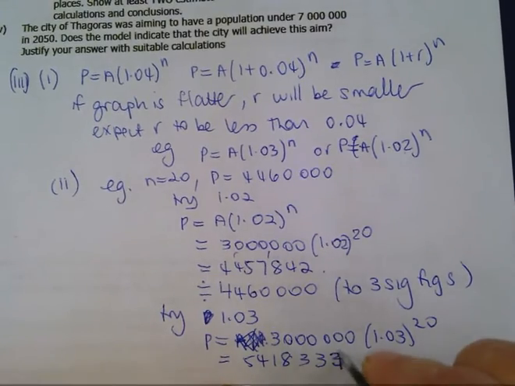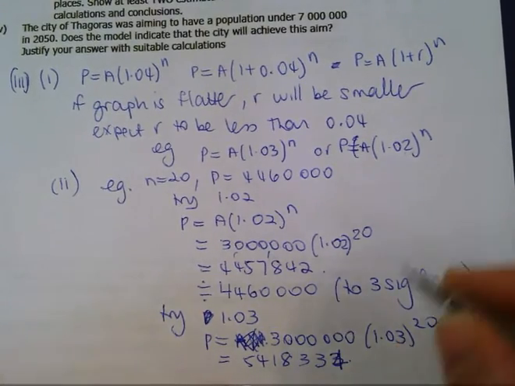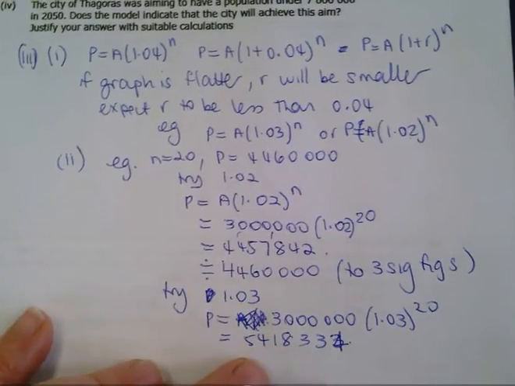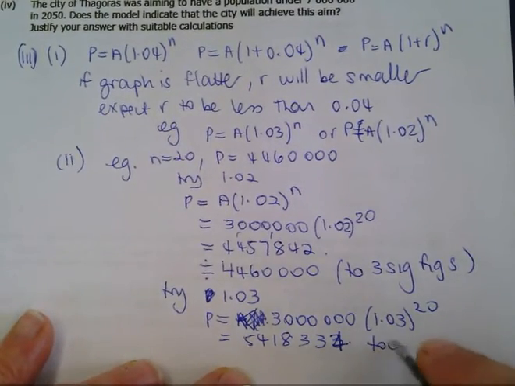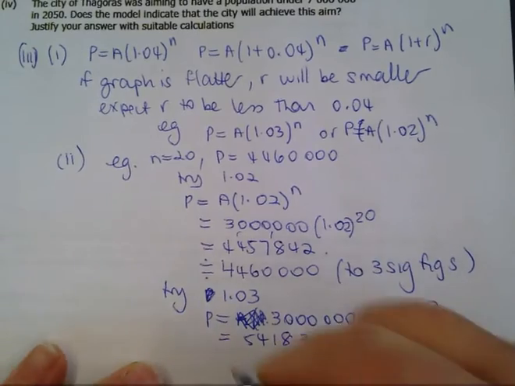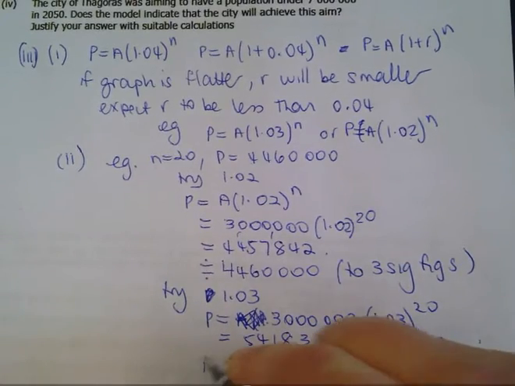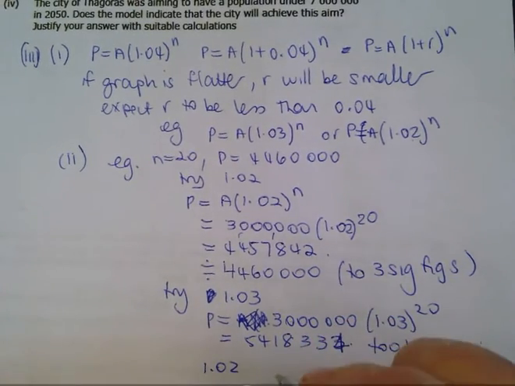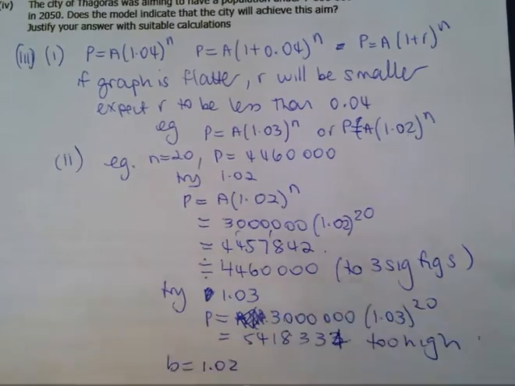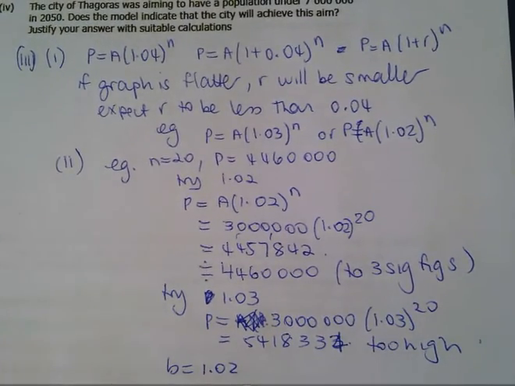Okay, that'll do. So this is way off the 4.46 million. So that's too high. So 1.02 was a good estimate for B. But we don't have to do that anymore. You can see that it can be quite time consuming, all right?